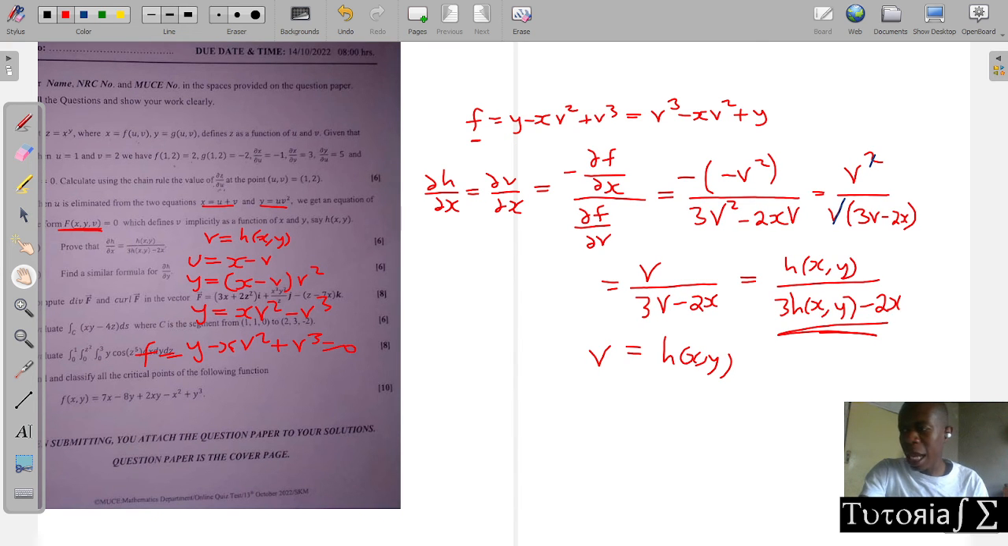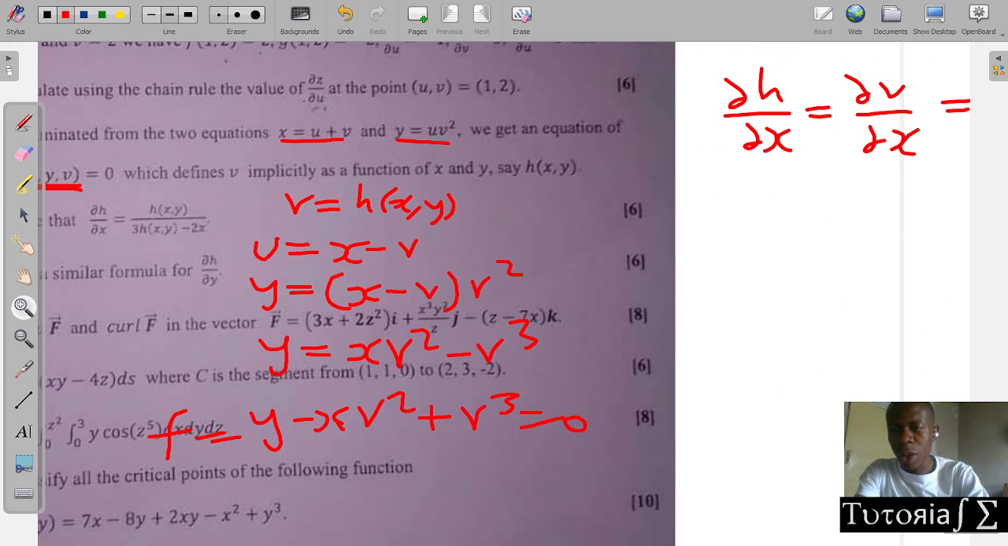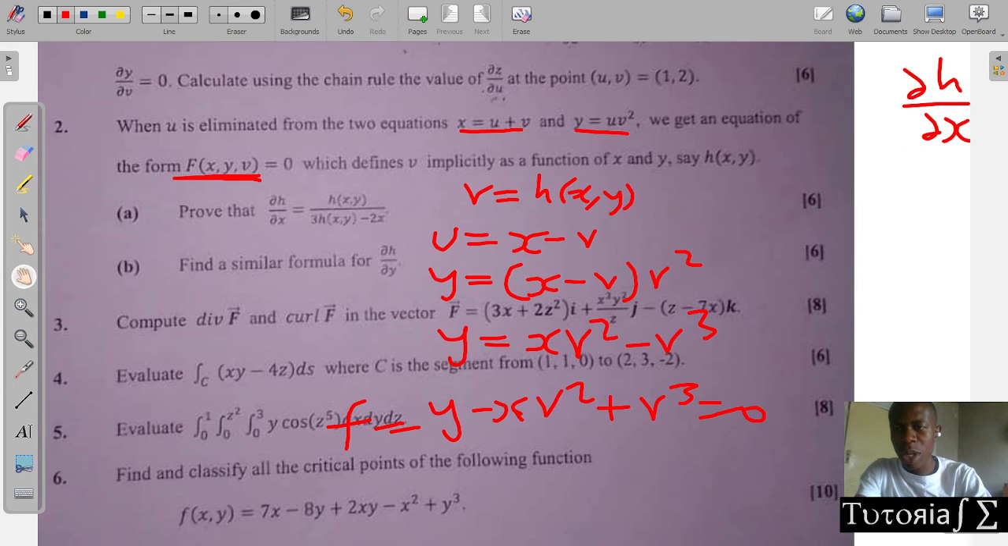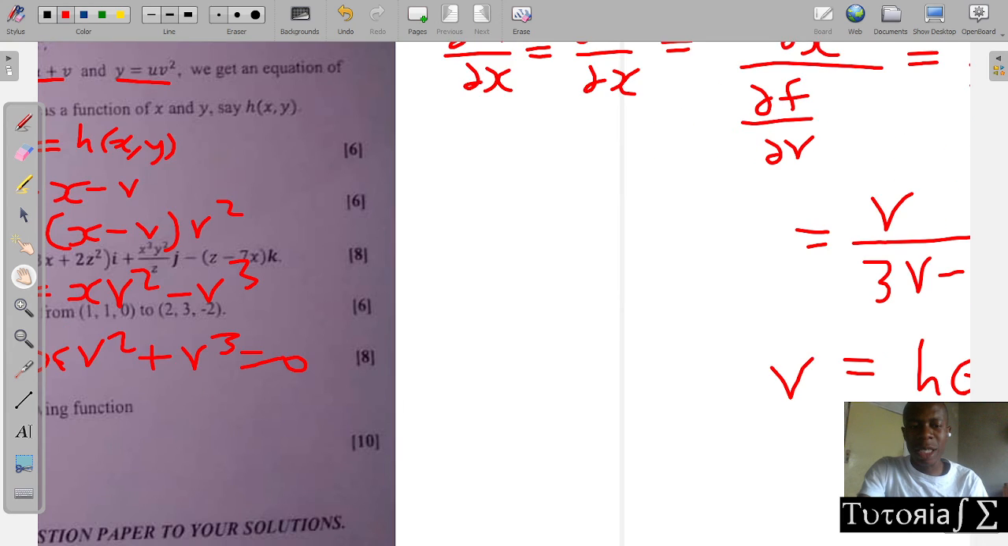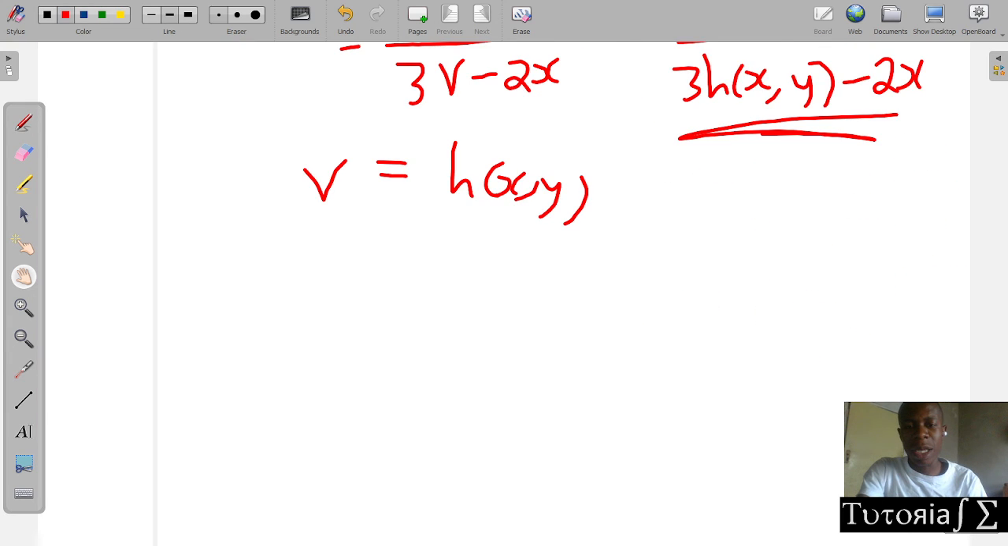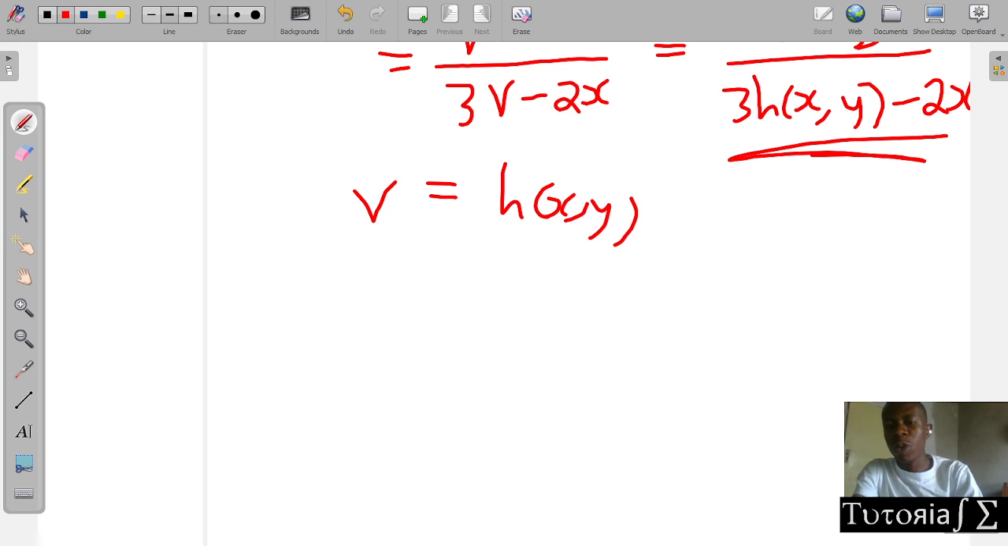So now the task I am giving you is to do the second one. I have done the first one. It's just the same procedure. So now find the h dy. You can send me the solution on my WhatsApp line.